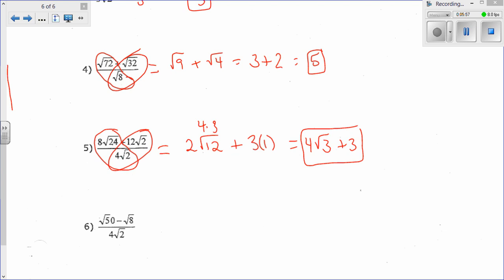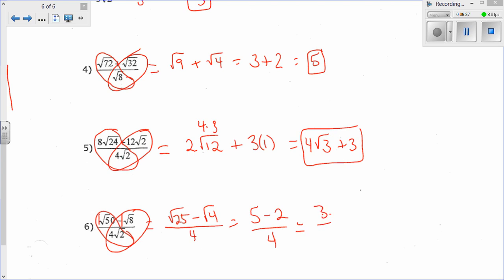Number 6 is exactly the same type of problem where we divide, except this time I don't have anything out in front of the radical to divide by the 4, so I just think of it as a 1, and I just divide the inside, so I get radical 25, and I'd be left with the 4 there. Same thing's going to happen over here. 8 divided by 2 is radical 4. So when I simplify, I have 5 minus 2 over 4, which is just 3/4.